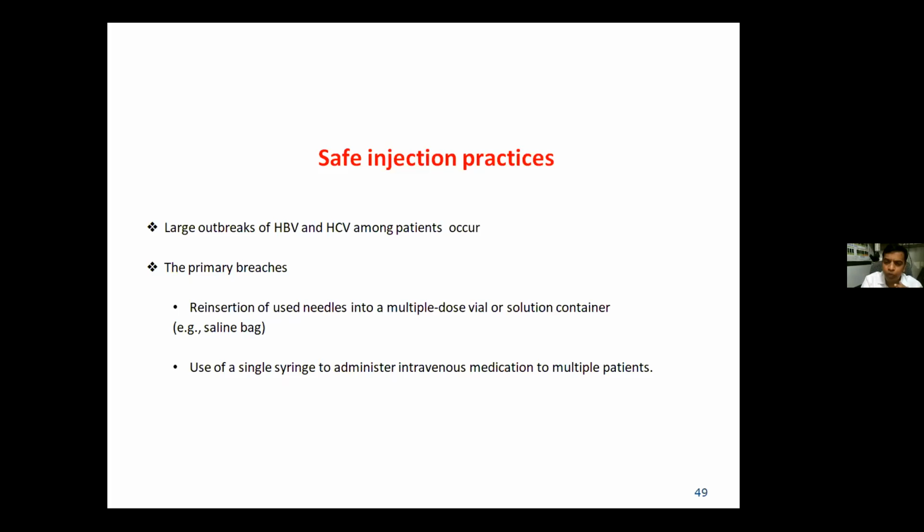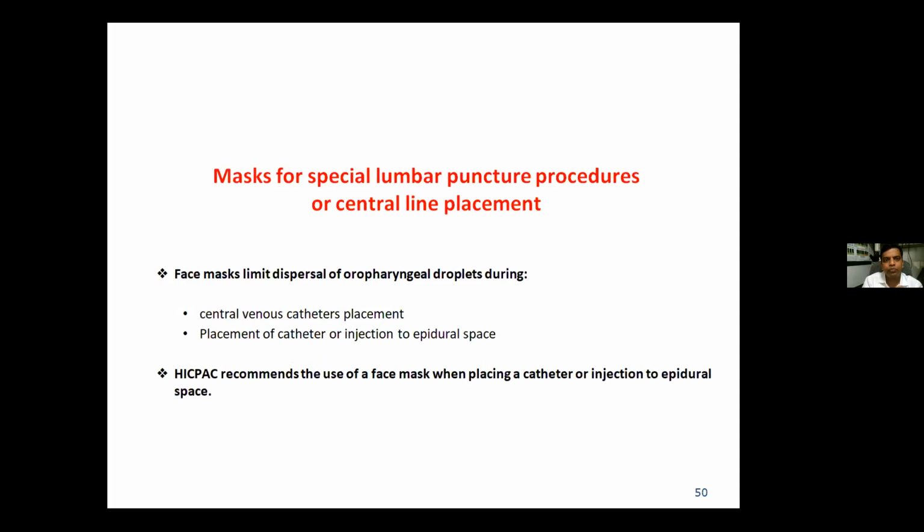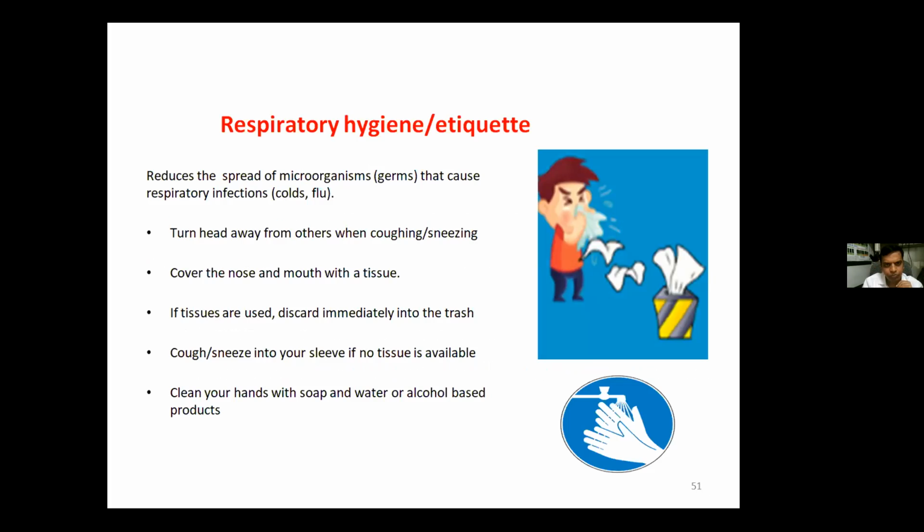A multiple dose vial should be used as per the manufacturer's instruction, within 24 hours. A multiple dose vial such as the hepatitis B vial we often use is most of the time left uncovered. It should be covered properly. A closed system should be followed and it should preferably be used within 24 hours, and preferably a single dose vial should be used. Use of a single syringe to administer medication to multiple patients should be avoided. A face mask should be used during procedures such as lumbar puncture or central line insertion.